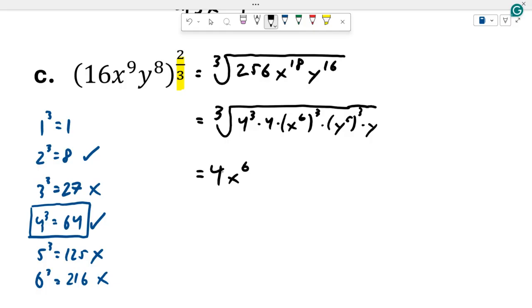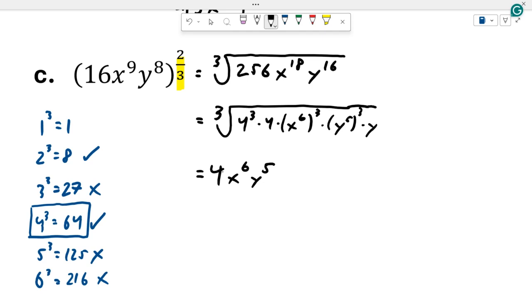And then I have these 3 groups of y to the 5th. I have y to the 5th times y to the 5th times y to the 5th, so I have y to the 5th cubed. And when I pull that out from underneath the cube root, I'm left with just a single cluster of y to the 5th. So that's as much as I can pull out from underneath the cube root.